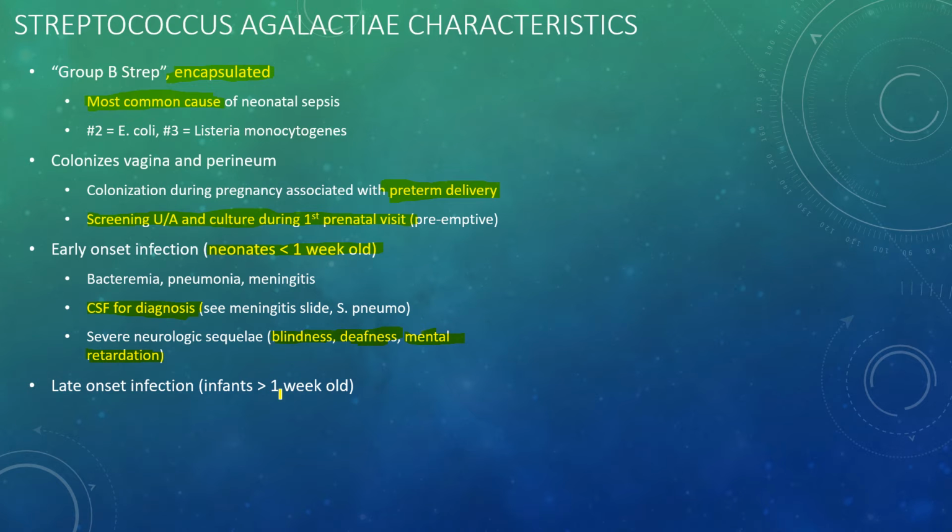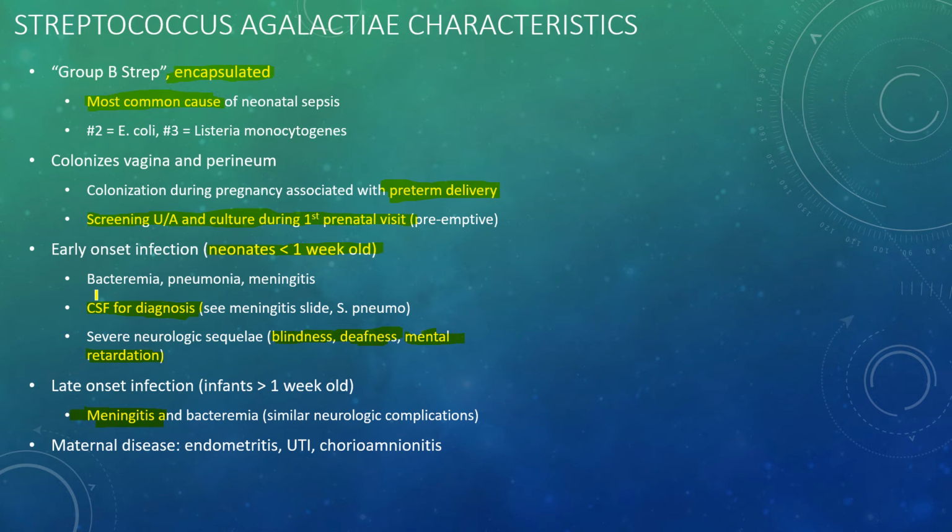So now the late onset infection is infants older than a week. And this is only causing meningitis. More commonly you get the early onset infection, but you can also get the late onset infection. And this will also cause a meningitis and has similar issues as the early onset infection.